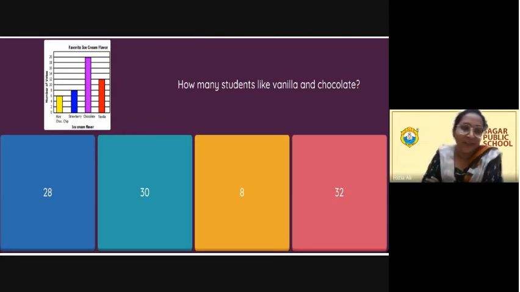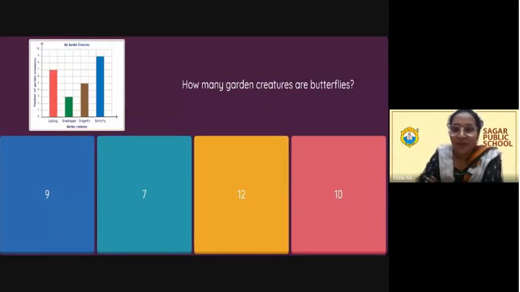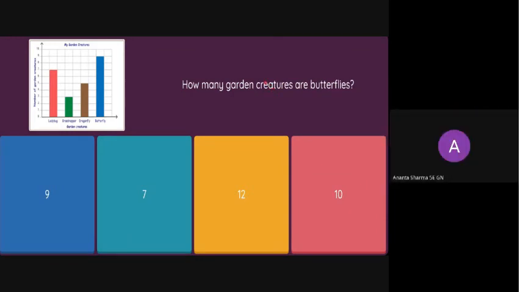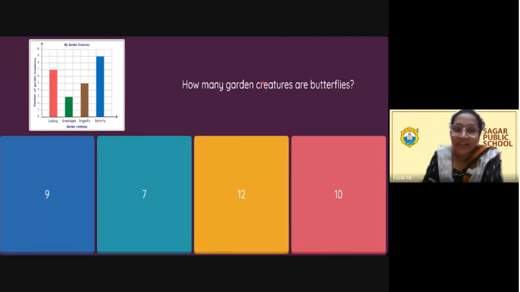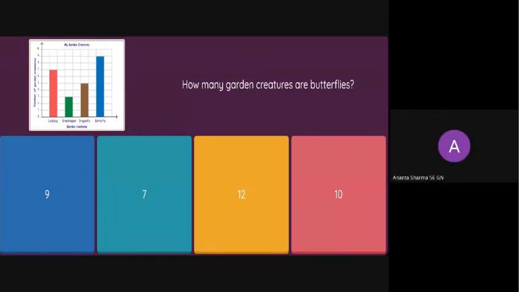Okay, so now next answer will be given by Ananta. Ananta is raising hand, so I'm asking Ananta. How many garden creatures are butterflies? Ma'am, 9. Look at the height of the bar. Yes, exactly. So for butterfly, the height of this particular bar is reaching up till 9. So how many garden creatures are butterflies? Exactly. Ma'am, it is 9.